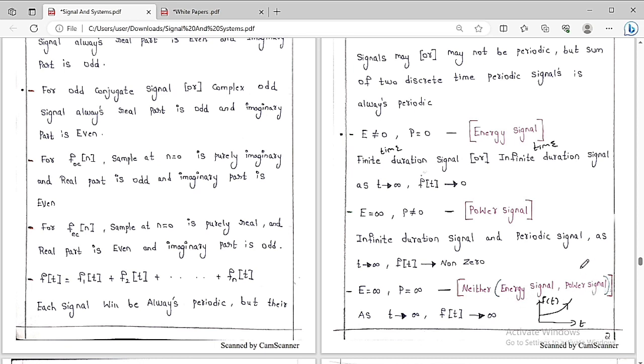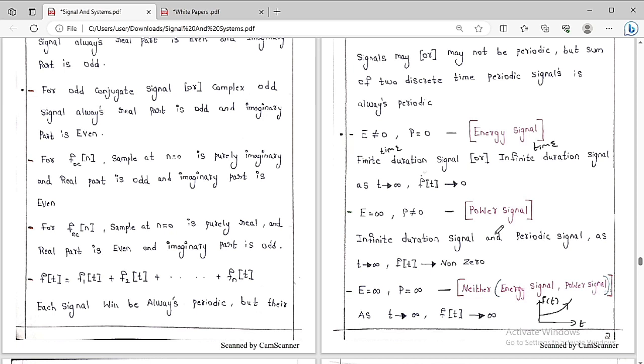So finally, what is the meaning of energy signal? Energy signal means these are the signals which have finite energy but zero power. The best example is signals which have finite time duration, or infinite time duration but as t tends to infinity, those values tend to zero. Power signal means these are the signals which have infinite energy but finite value of power. The best example is all periodic signals are power signals.